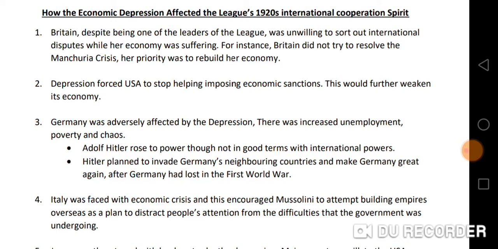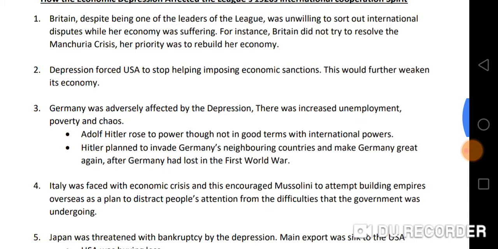And in light of this, Adolf Hitler rose to power, though he was not in good terms with international powers. And Hitler planned to invade Germany's neighboring countries and make Germany great again after Germany had lost in the First World War.